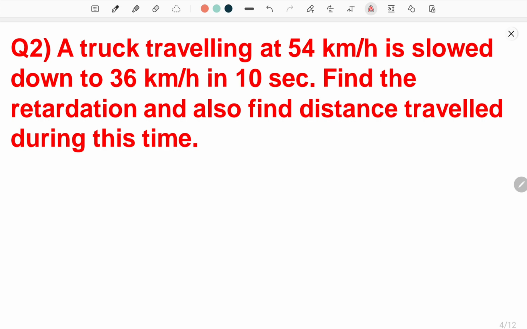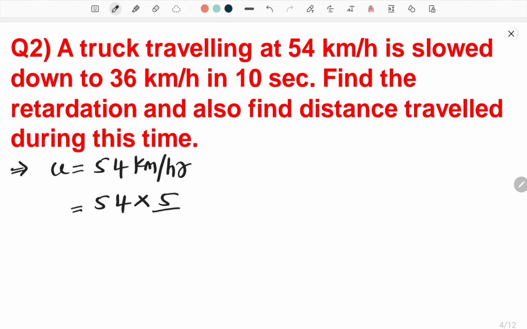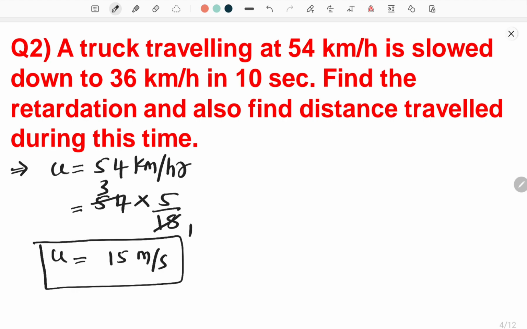The second question goes like this. A truck traveling at 54 km per hour is slowed down to 36 km per hour in 10 seconds. Again, the same situation here. So initial velocity is going to be 54 km per hour, and definitely we are not interested to keep it as 54 km per hour. We'll convert it into meter per second, that is 54 into 5 by 18. All right, so 18 ones are and 18 threes are, so it is 15 meter per second. So initial velocity is 15 meter per second.